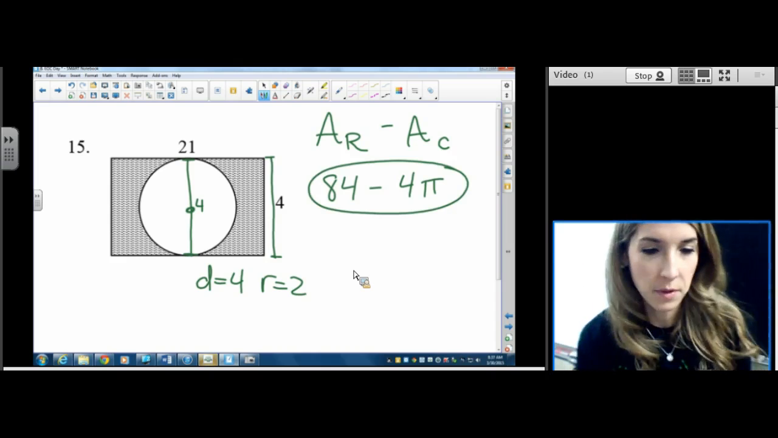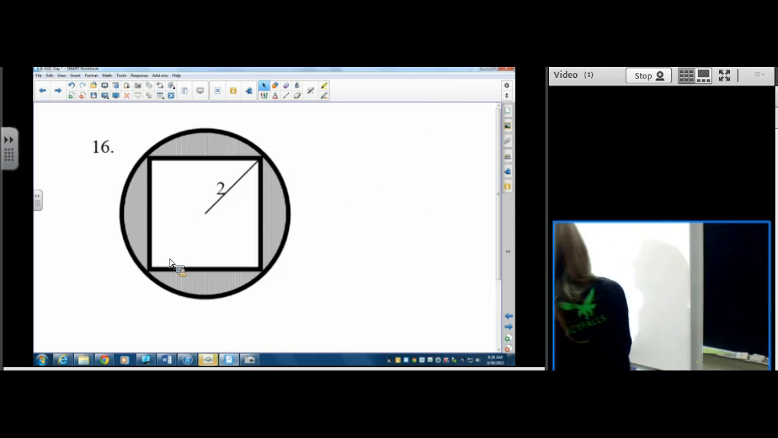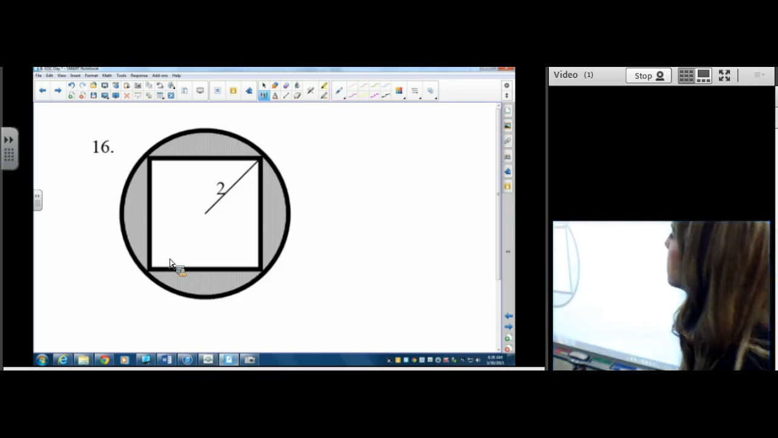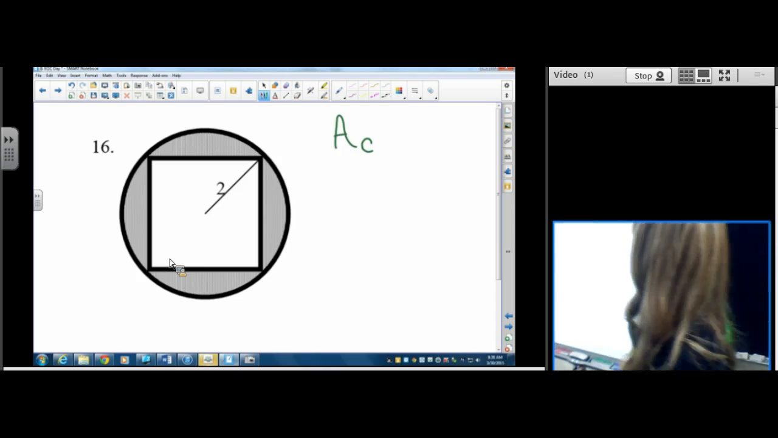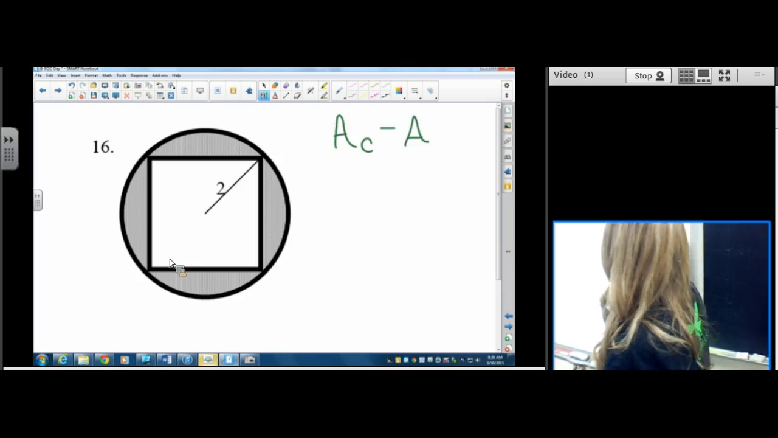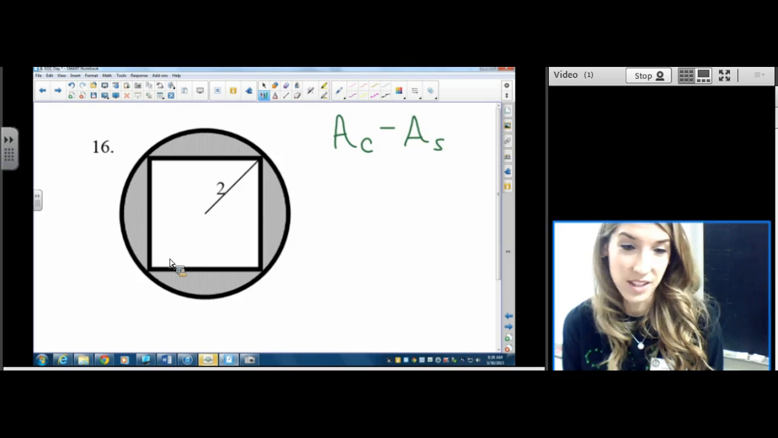And we have now done number 15. Woo! Okay, what's going on in number 16? I always write down the strategy first. This is, which figure is larger? This is area of a circle minus area of a square. We have to assume that's a square, because if it's not, we couldn't solve this problem.